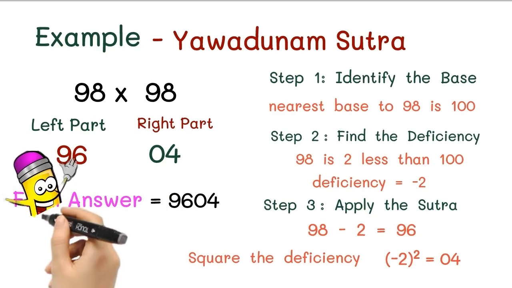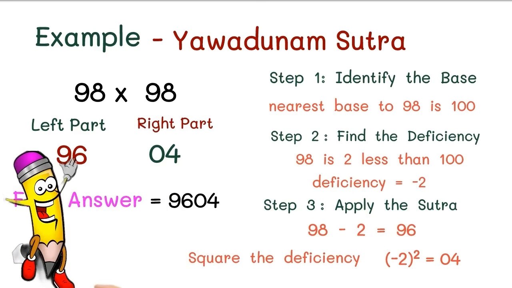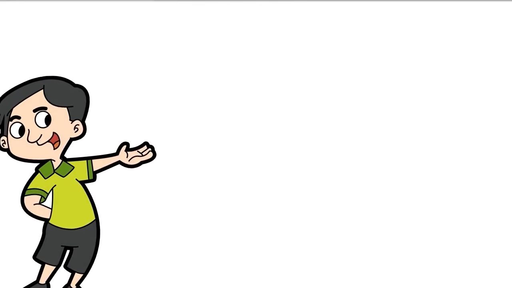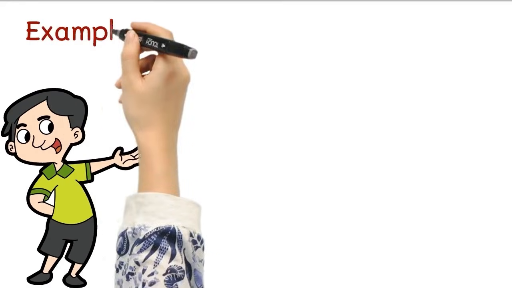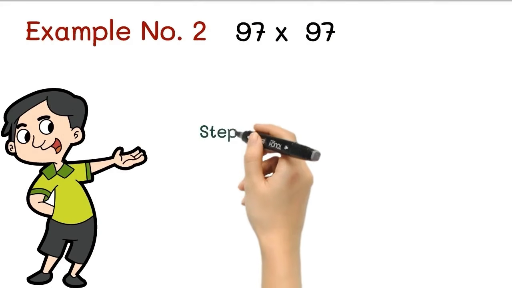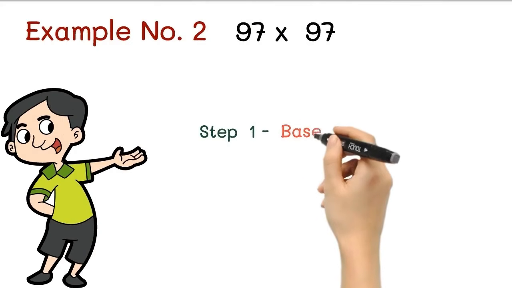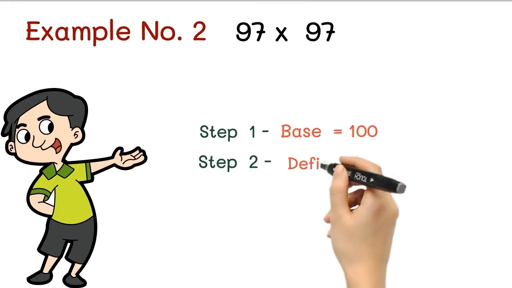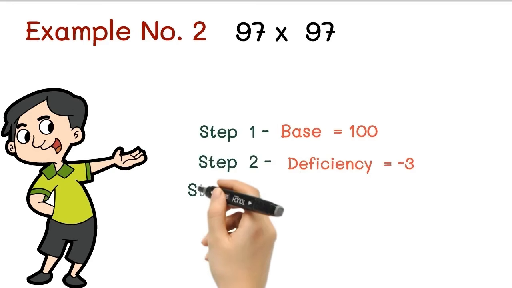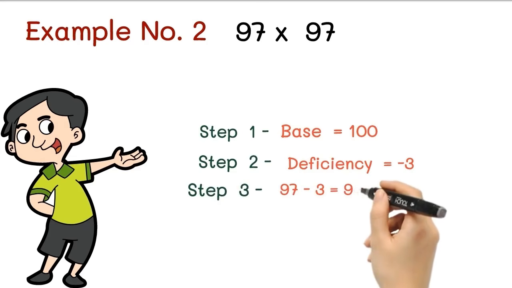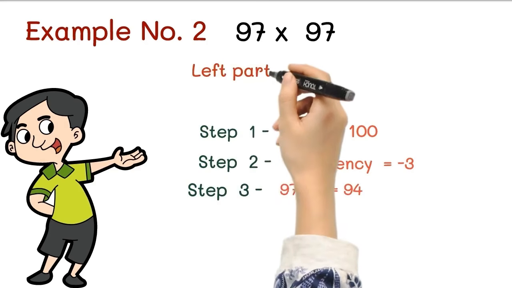See how easy that was? Instead of the long multiplication method, you just used subtraction and squaring. Let's try some more numbers to strengthen our understanding. Example 2 is 97 multiplied by 97. Let's find the base in step 1, and the base is 100. In step 2, find the deficiency, which is minus 3. Now subtract the deficiency from the number in step 3. So we get 97 minus 3 equals 94. We got the left part of the answer.